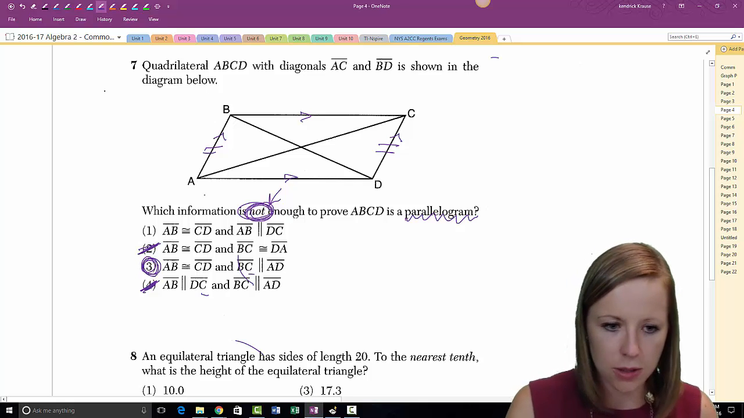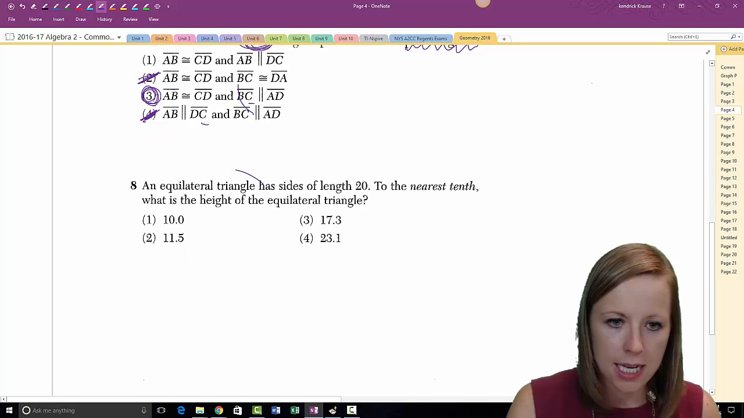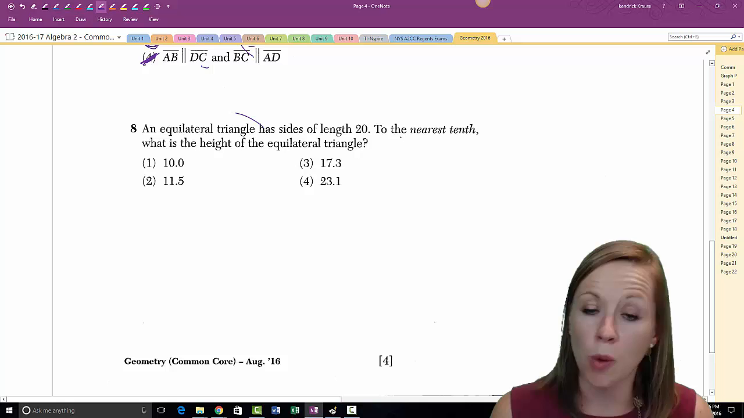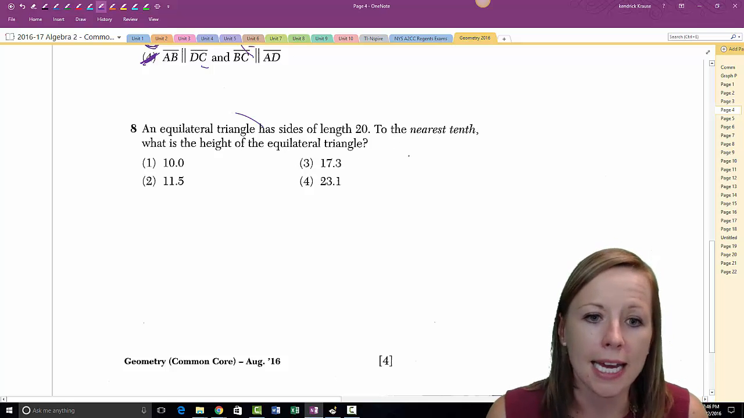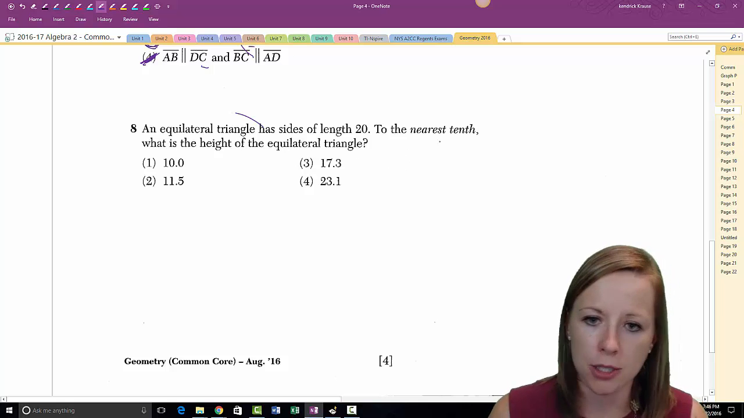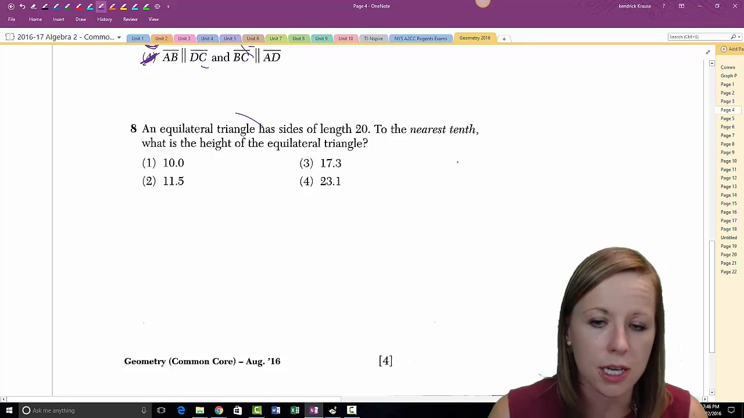Okay, so let's go down to number 8. An equilateral triangle has sides of length 20. To the nearest tenth, what is the height? There are a couple of ways you could have done this, so I'm going to do it one way. You could probably do it a second way, and that's fine if you can get it right doing it the other way.